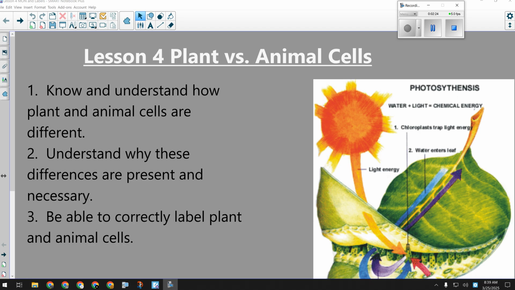So why do you suppose plant and animal cells are different? Why do they look different and have some structures that are different? Any ideas? Where do plants get their energy from? From the sun. What process? Photosynthesis. Do you suppose you need different metabolic machinery to carry out that process versus what animals do when they eat food? Very different. You need very different metabolic machinery to carry out those processes.